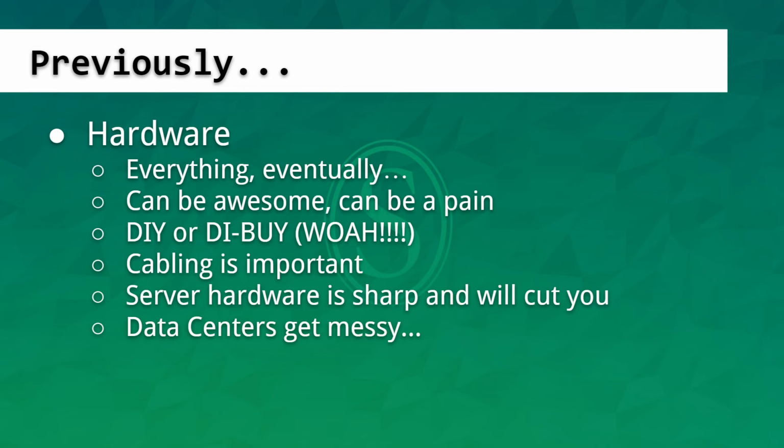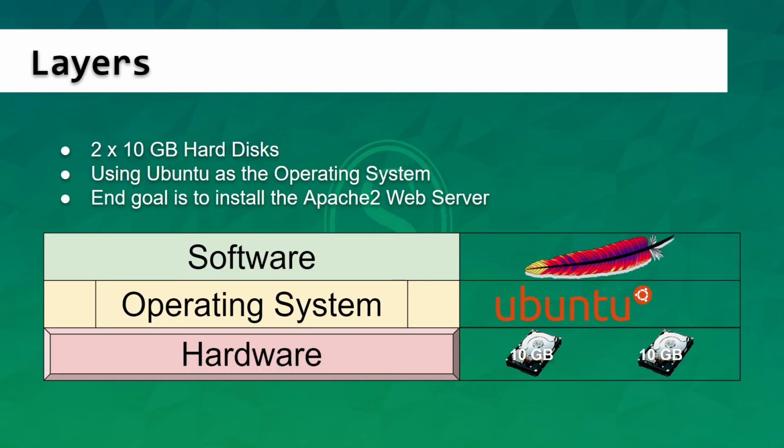Cabling is really important, mainly because heat and airflow is very important. And data centers can get messy, as seen in those ladder slides on the previous presentation. Go back if you don't know what I'm talking about.